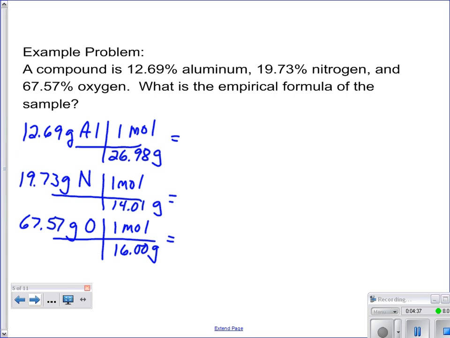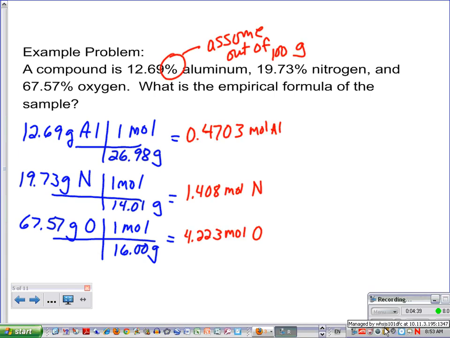So I'm going to pause and we are going to calculate. Okay, so there have been some calculations going on. We determined our moles of aluminum, nitrogen, and oxygen. We have just accomplished step number 1. So step number 2 tells us that we need to now divide each of those by the smallest number of moles that we see.